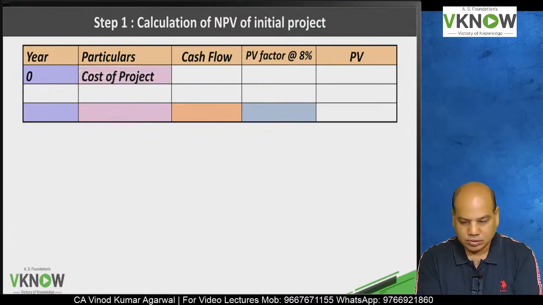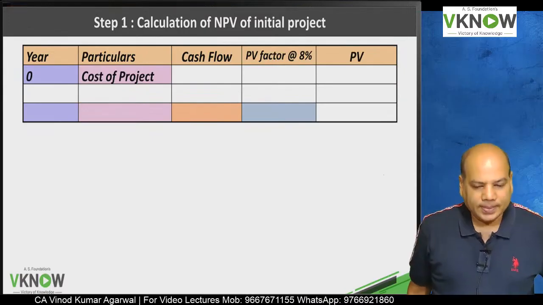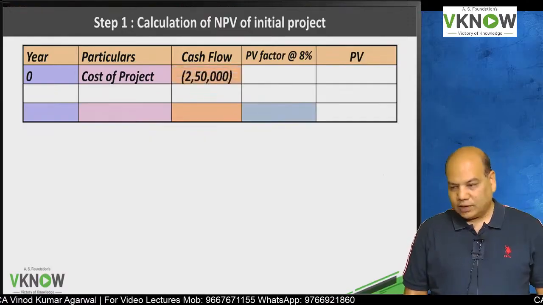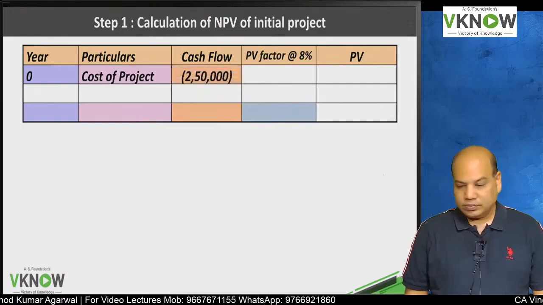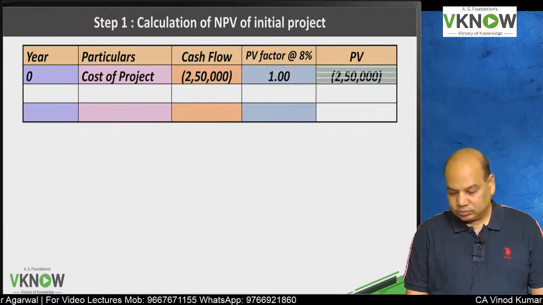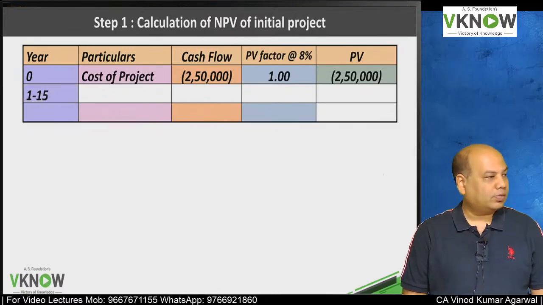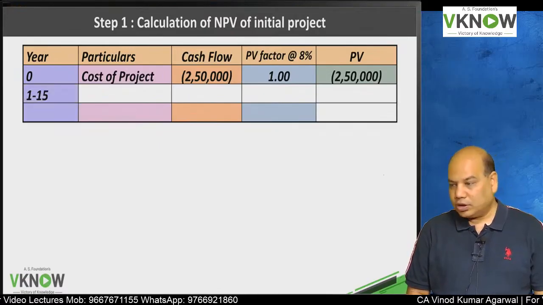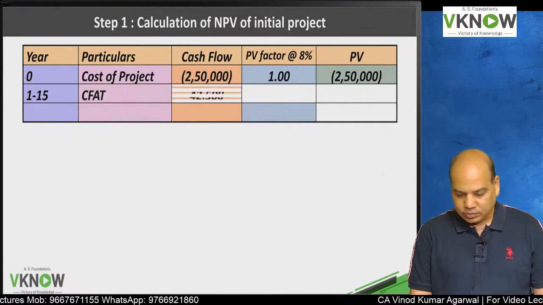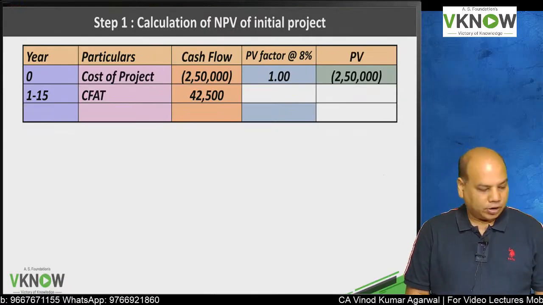Year 0, cost of the project, 2,50,000. PV factor is 1, so 2,50,000. Year 1 to 15, cash flow 42,500.